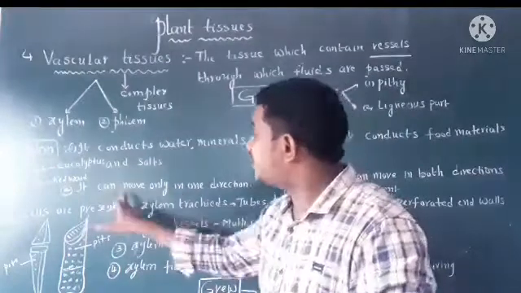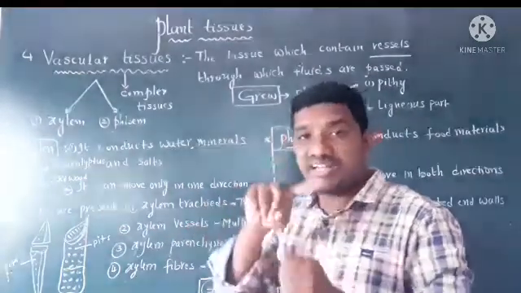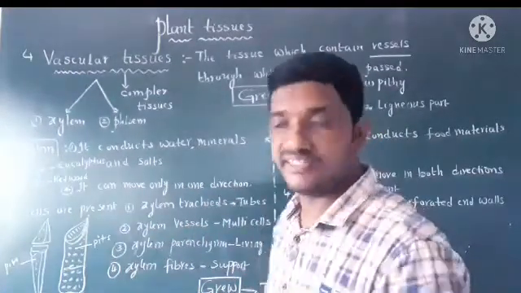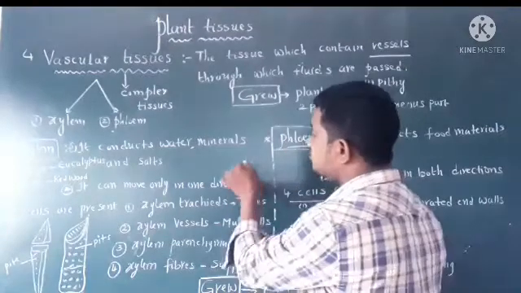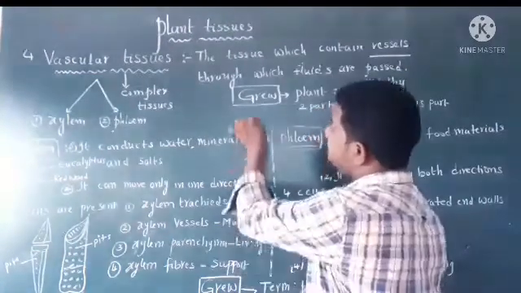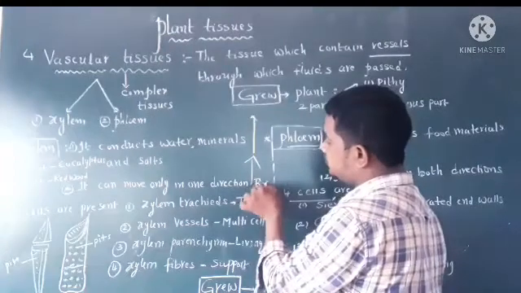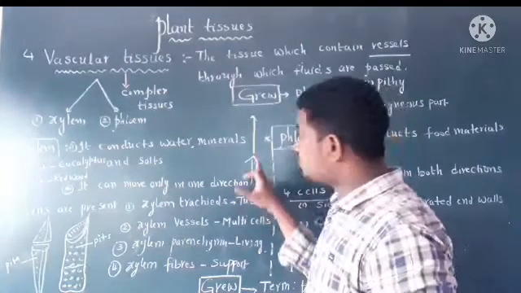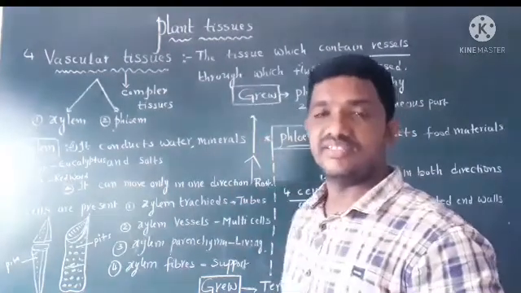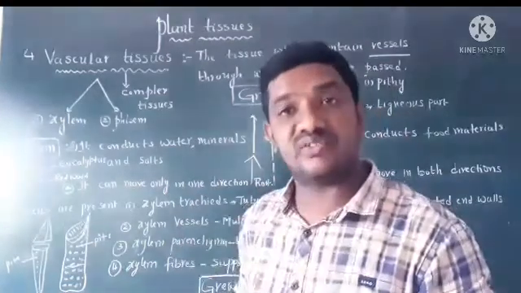Second one, it can move only in one direction. One direction means here water moves from roots to the remaining parts of the plant. It can move only in one direction. That is called unidirection.